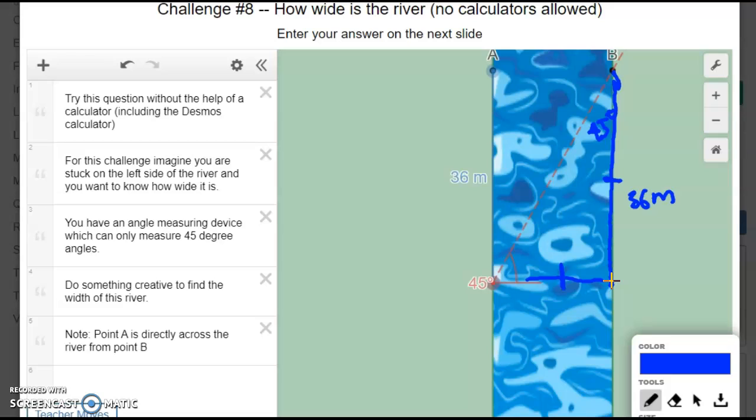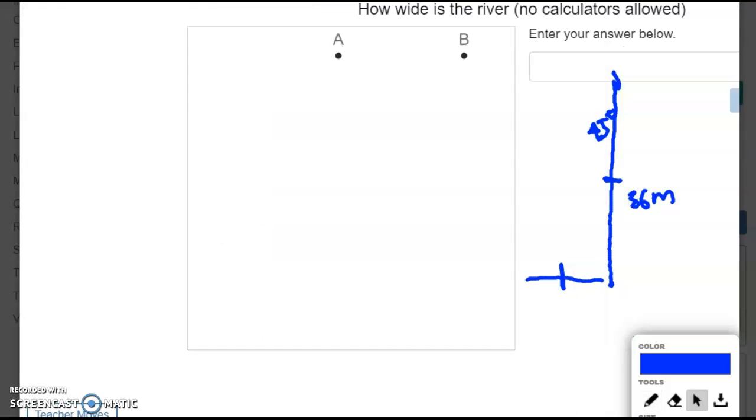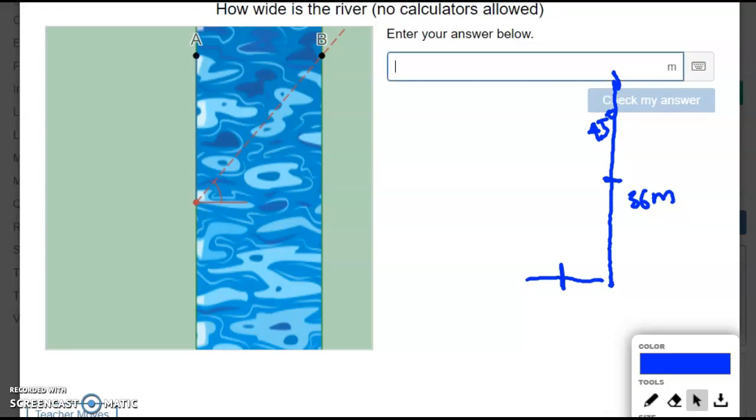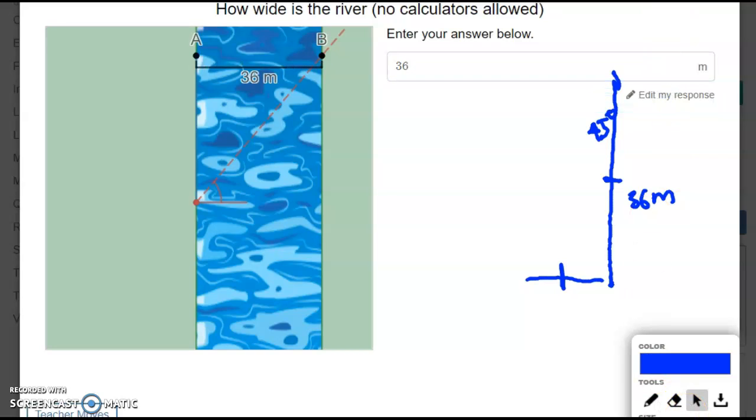Okay, so this tells me if this is 36 meters, then I know that this is also how wide the river is, 36 meters. So let's go to that, and I am going to enter 36 here, and then I will check my answer, and that looks good to me. So 36 meters is the width of the river.